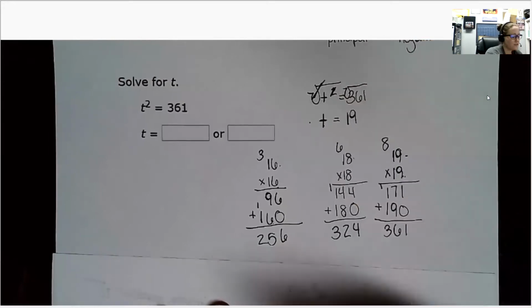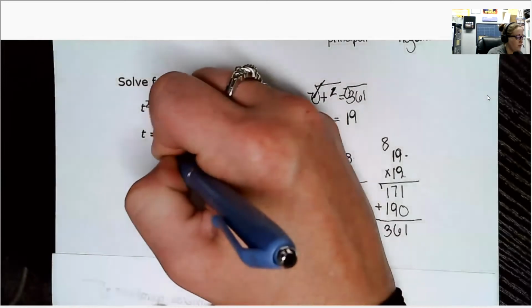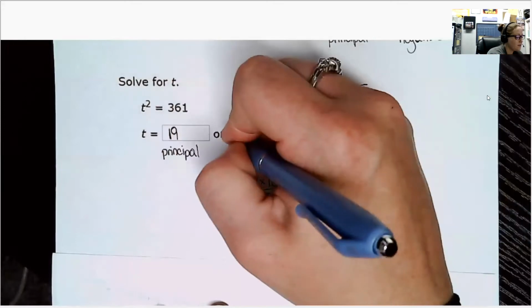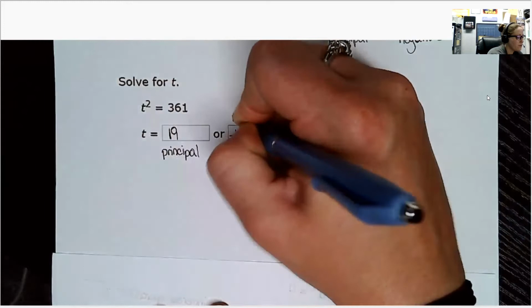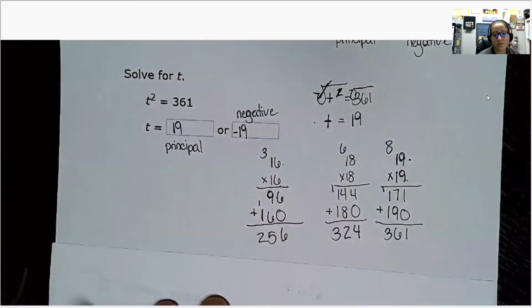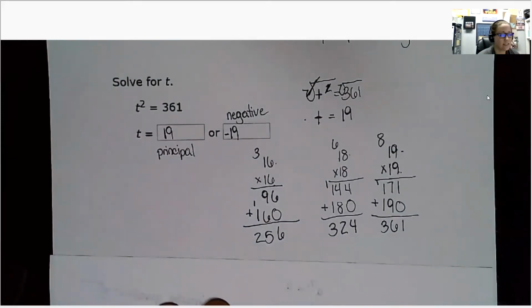So when we put this in, we're going to say t is equal to 19, which is our principal square root. And then t is also equal to negative 19, which is our negative square root, because if you multiply negative 19 times negative 19, you will also get a positive 361.